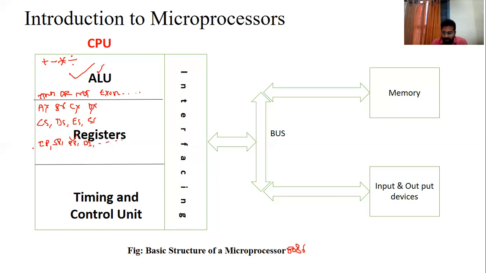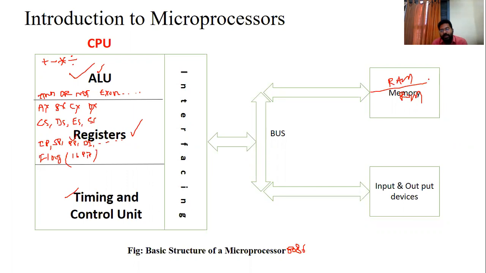You have another special register, the flag register. What is a flag register? A 16-bit flag register is also there in this register set. We also have the timing and control unit. Then in the last class we already completed the memory, nothing but the RAM and ROM.